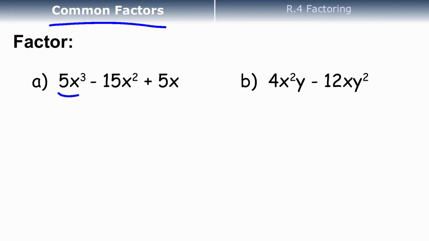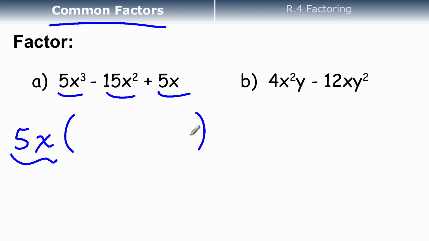So I'm looking at these three terms here, and I'm looking for something that's common between all of them. You can probably see that 5 will divide evenly into each of those, and also they each have at least one x. So 5x would be my common factor. Then when I factor this, I need to write it as a product of two or more things. So it'll be a product of this times something else that we typically put in brackets.